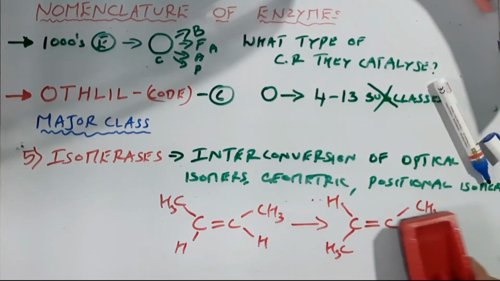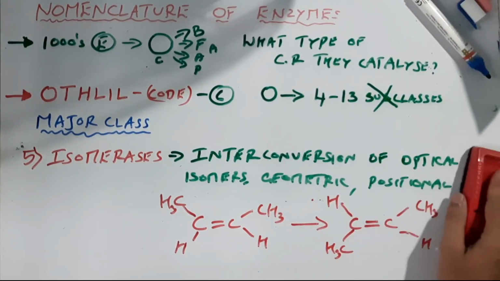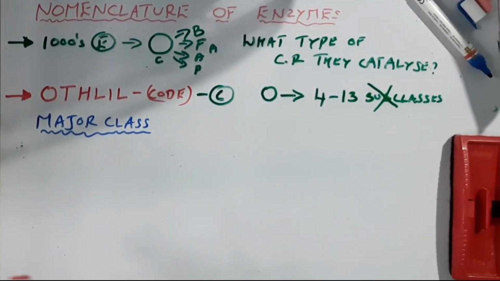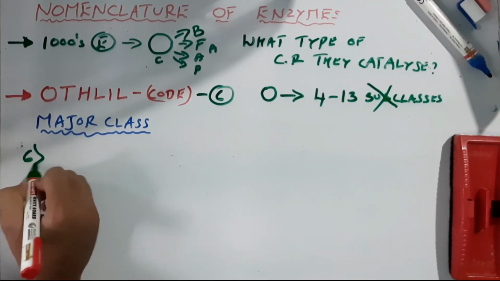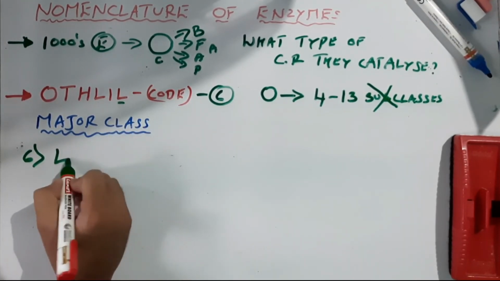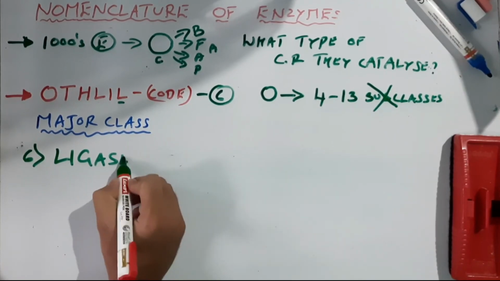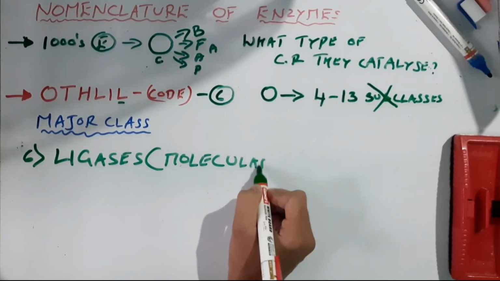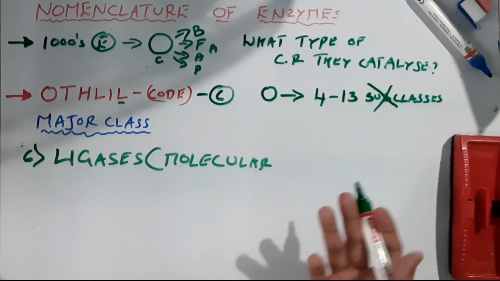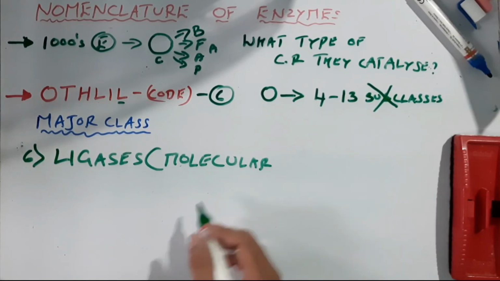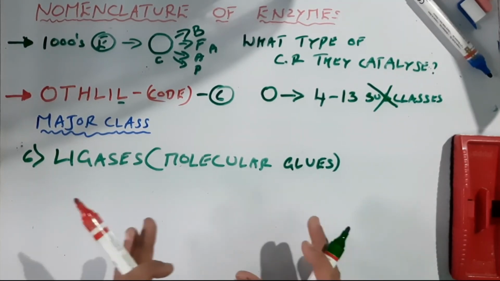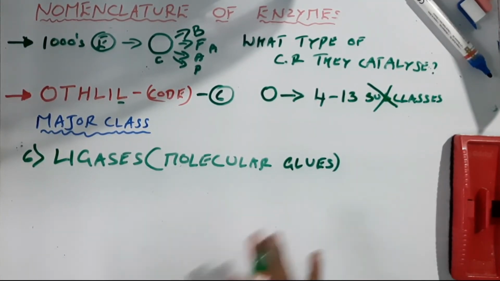Okay, so we go to the last one, that is actually our sixth and last major class of the enzyme. Let me just write the sixth type, that is ligases. These are also famously called molecular glues. You will come across these ligases in genetics, that is the molecular basis of inheritance chapter. Molecular glues. They actually bring two different chemicals together and stitch them. They are nothing but link the two different groups.